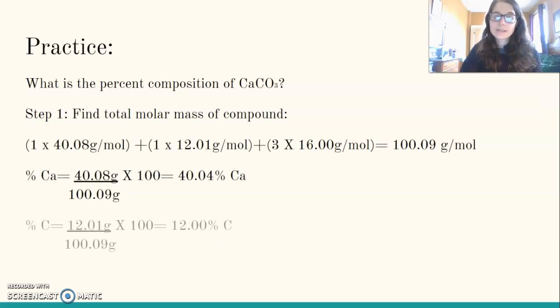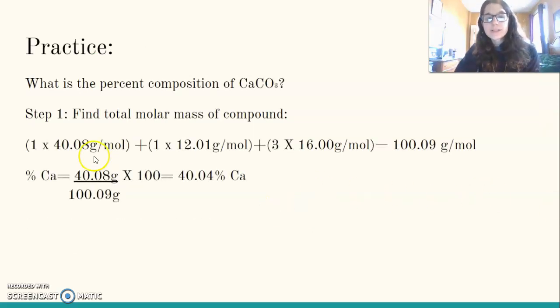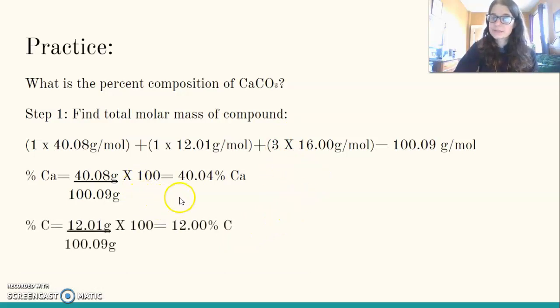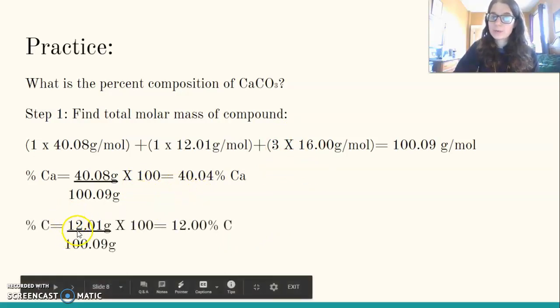So for calcium, we're taking 40.08 grams, dividing by our total mass of 100.09, multiplying by 100 to get 40.04%. For carbon, almost the same calculation, but this time we're taking the molar mass of carbon in the numerator, 12.01 times 100%, and we get about 12% carbon.